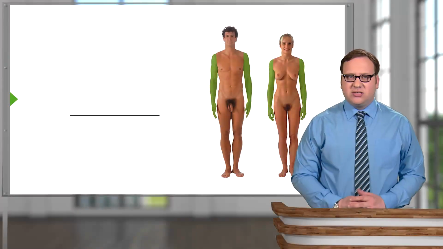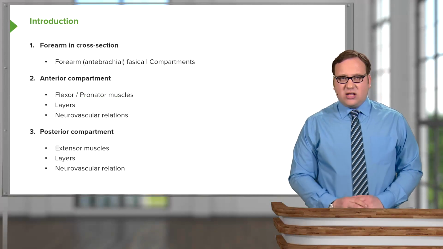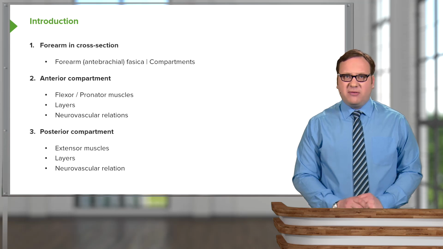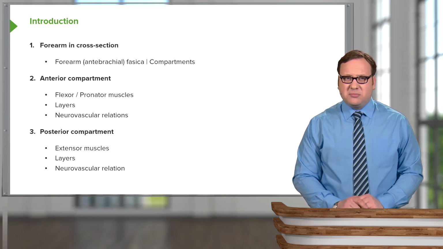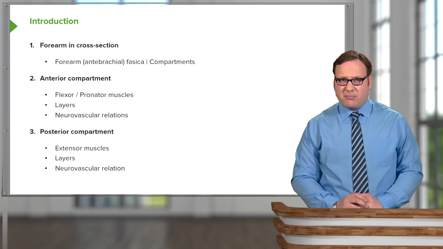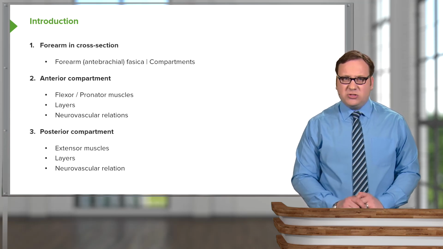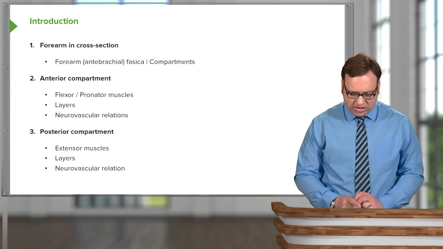In this lecture, we're going to look at the forearm. So we'll start off by looking at the forearm in cross-section. We'll look at the forearm fascia, or the antebrachial fascia, and the various compartments that are formed. We'll then look at these compartments, the anterior compartment and the posterior compartment. And in both of them, we'll look at the various muscles, be it flexor, pronator, or extensor muscles. We'll look at the various layers they form and also the various neurovascular relations.